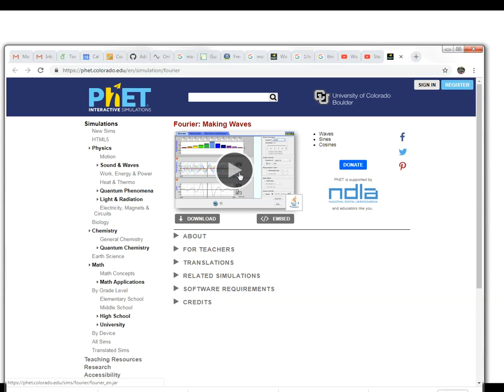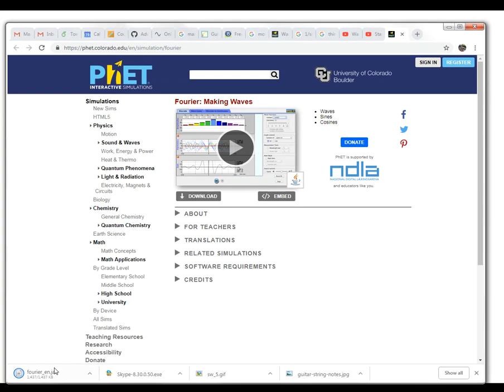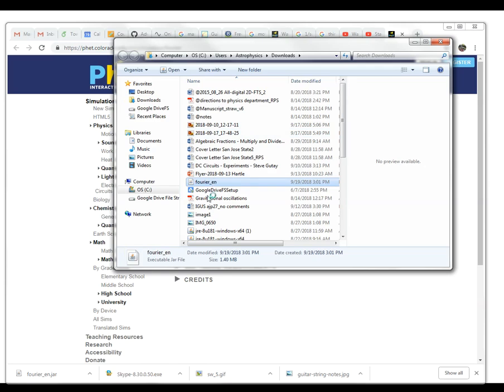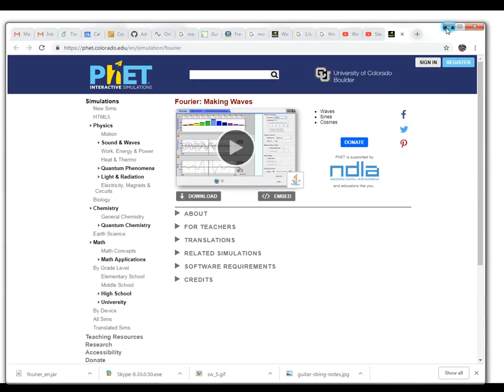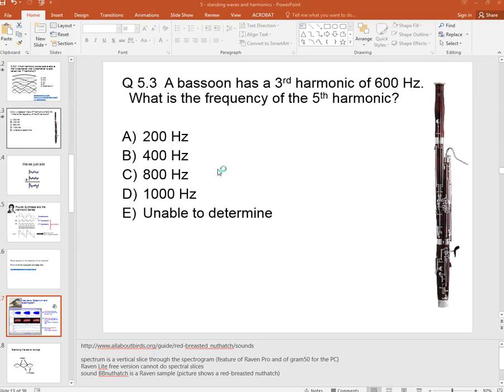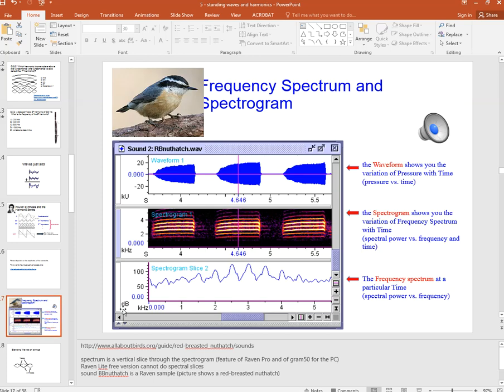I'll briefly go to the simulation here, just so we can see what this looks like. This is a simulation that allows us to explore additions of different types of pure waves. Okay, still opening that here. Okay, so it's opening now, and once that is finished opening, I will make some comments about that. Okay, here it is.